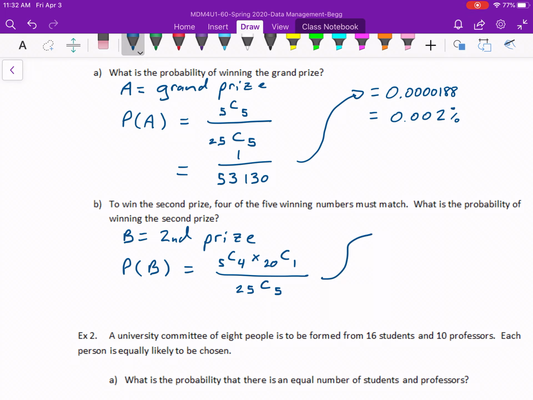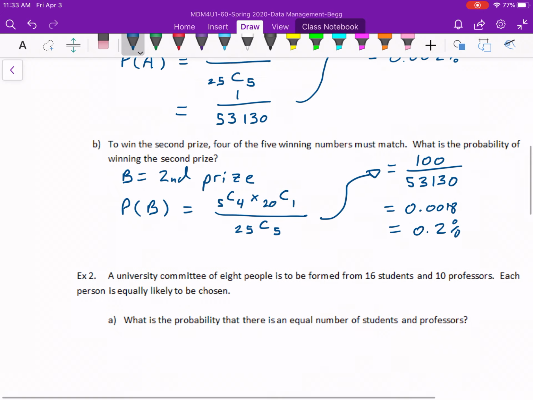And when we do that, 5 choose 4 equals 5, and 20 choose 1 equals 20. So when we put that together, there's actually 100 ways to win second prize. And again, the bottom doesn't change, so we've got a 100 times greater probability of getting second prize. So it'll be the same answers, except that we're going to have to take away a couple decimal places. So now it'd be 0.0018 as a decimal, or 0.2%. Again, not looking super good even for second prize.